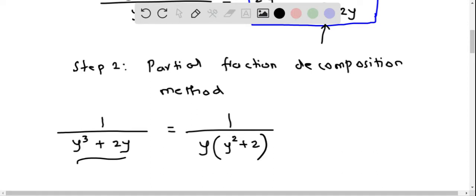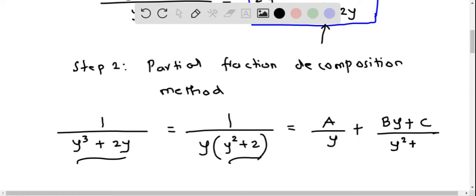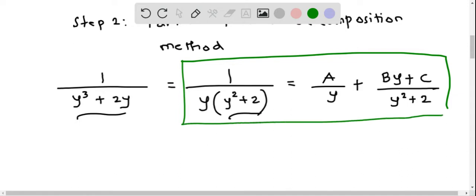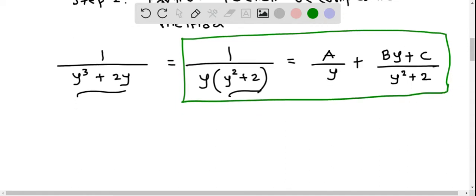And now using partial fraction decomposition method, this can be written as a divided by y. This is the first term. Then since this quadratic expression cannot be further factored, we can write this as by plus another constant c, and this is over this expression y squared plus 2. So here we have written this proper rational function as a sum of partial fractions. However, we have to determine the constants a, b, and c. Let's see how to determine the constants.